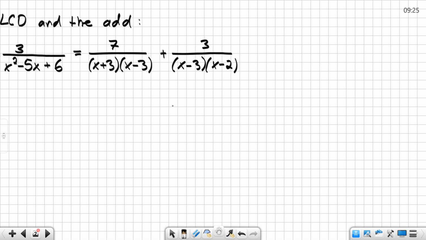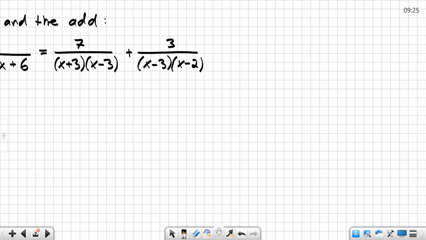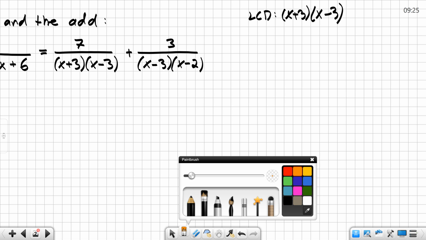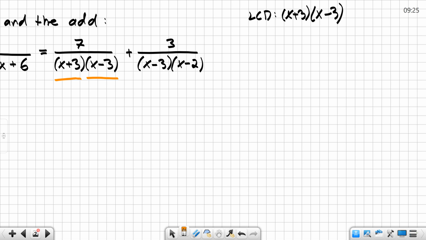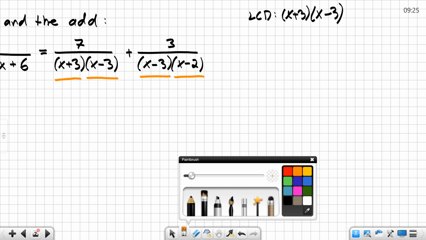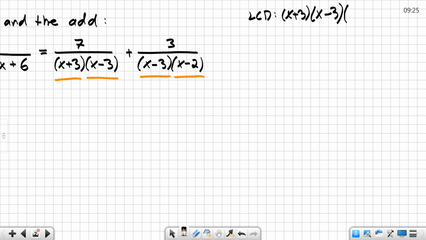And if I now write down the least common denominator, the LCD, then I look at my first denominator, and there are 2 factors, x plus 3 times x minus 3. Now I look at my second denominator, there is a factor of x minus 3. I don't need that because I have already 1. But there is also a second factor of x minus 2. Now that I don't have yet.